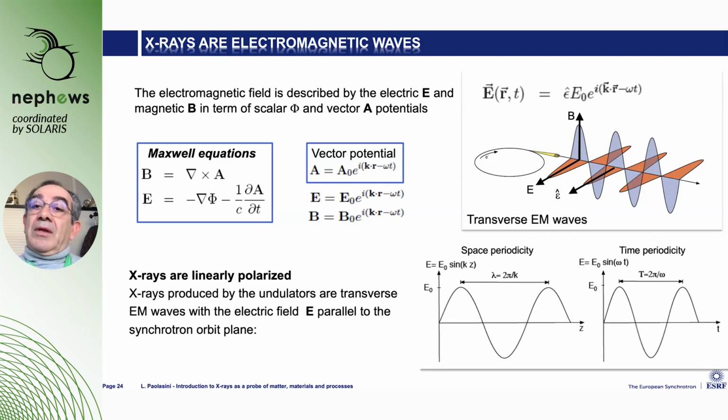Following what I described before, the electric field of the electromagnetic wave emitted at the synchrotron by the undulator or by a bending magnet, when we look at the radiation tangent to the trajectory of the electron orbit, is linearly polarized, and the polarization is indicated by epsilon, which is a versor in the same direction as the electric field. The Maxwell equation defines the relation with the vector potential, which describes a transverse propagating plane wave, which has a space periodicity and a time periodicity. So I want to stress that the X-rays produced by an undulator are linearly polarized, with the electric field in the same plane as the electron orbit.